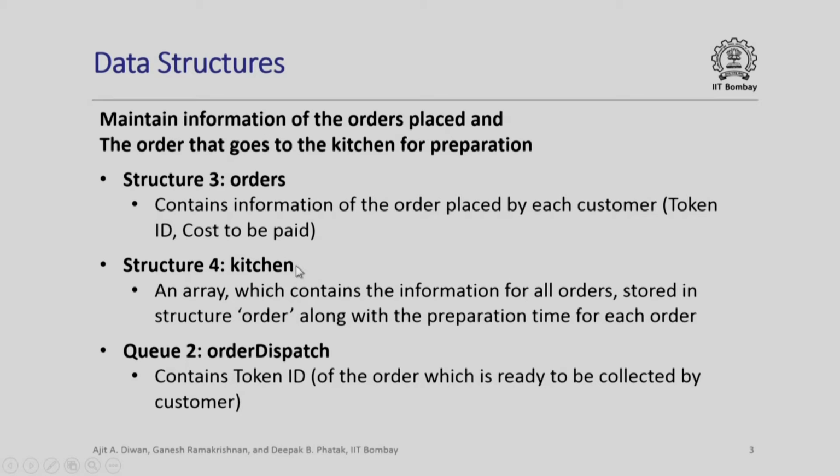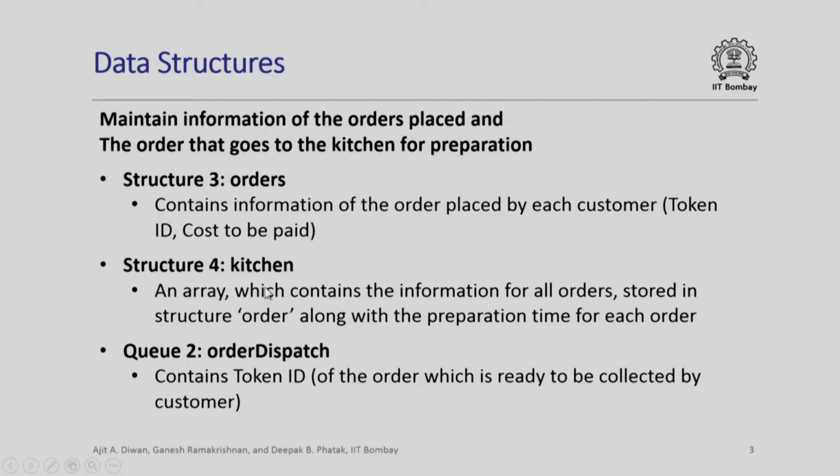Next comes the kitchen data structures. Now, for kitchen we will have an array which will contain the information for all orders. Each individual order is stored in the structure order along with the preparation time for each order. This is where the orders which are placed in the queue are transferred once the order is placed. Once all orders go to kitchen, the items are prepared as per the preparation time. Of course, different items will require different preparation time.